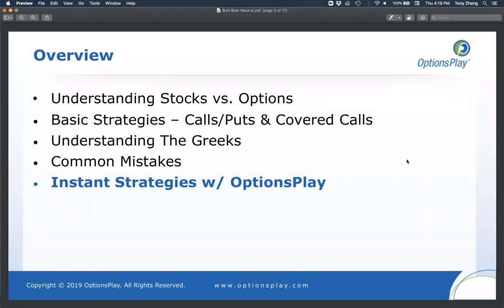And then lastly, what I want to do is cover what are the common mistakes people make when they trade these different option strategies, so that we can hopefully help you avoid making those similar mistakes.